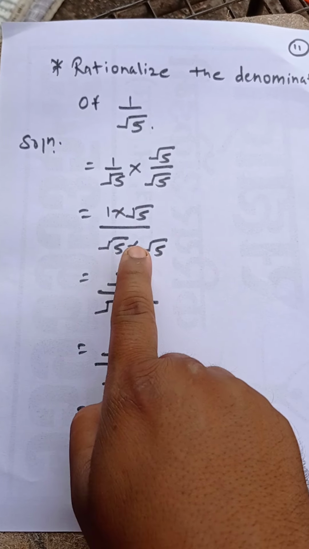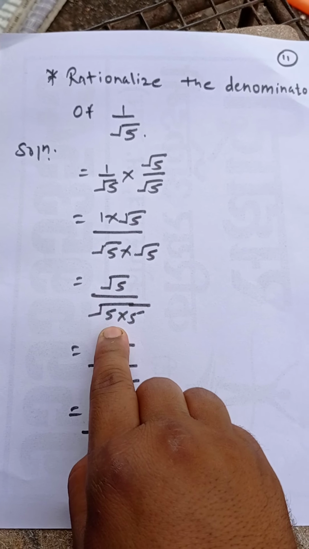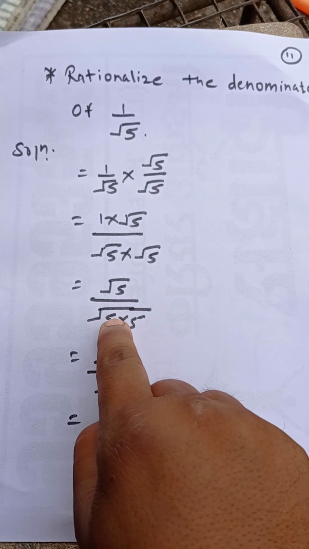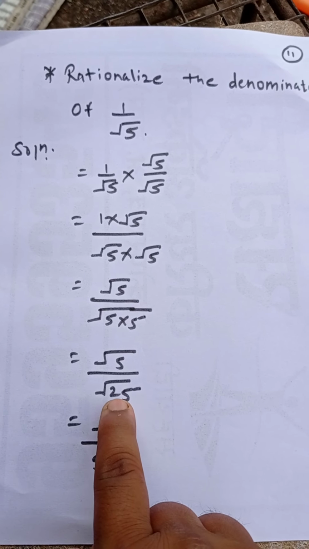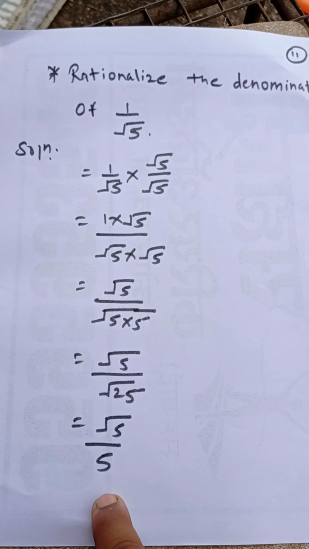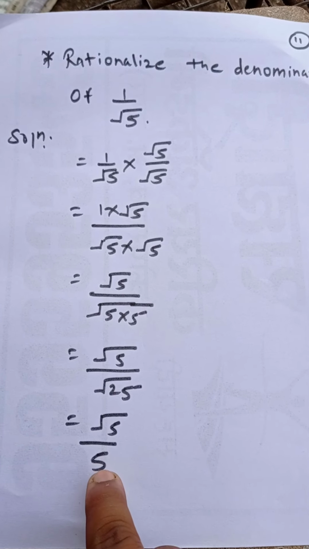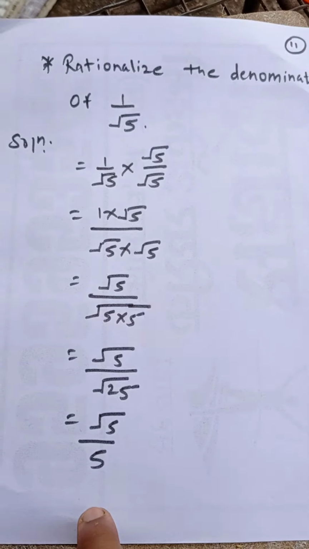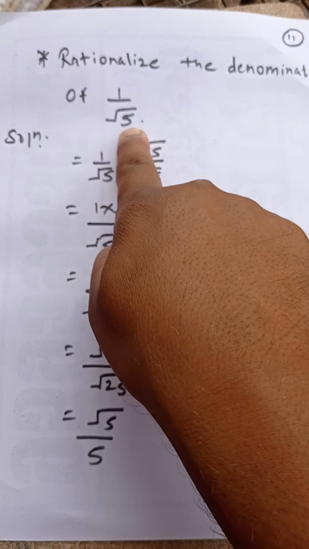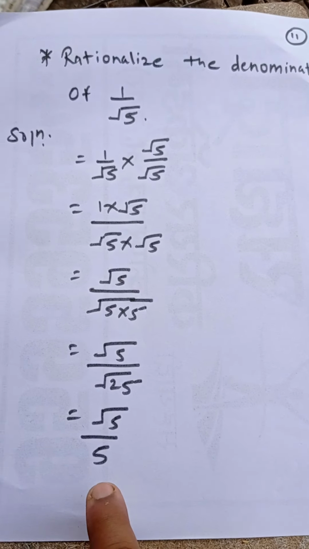It can be written as root 5 upon root of 5 into 5, under one symbol, that is root 5 into 5. So root 5 upon root 25. We know the square root of 25 is 5. So we can write root 5 upon 5. So the denominator root 5 is converted into 5, that is, the irrational number root 5 is converted into the rational number 5.